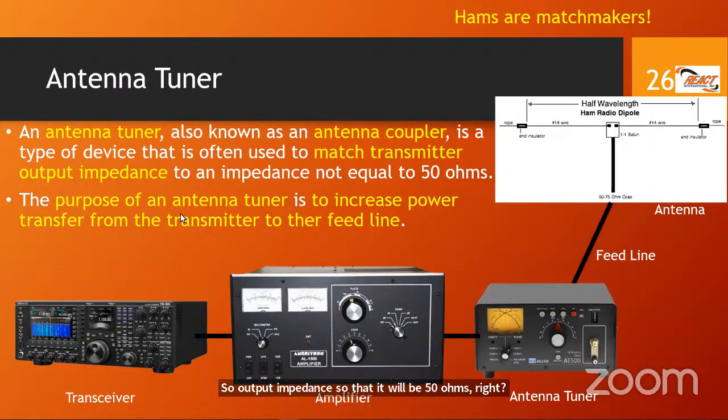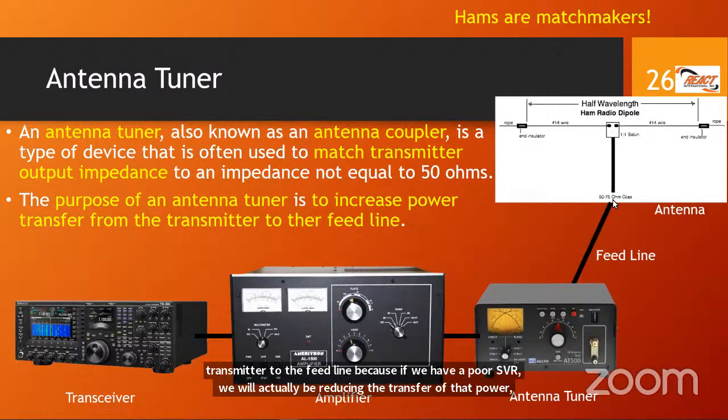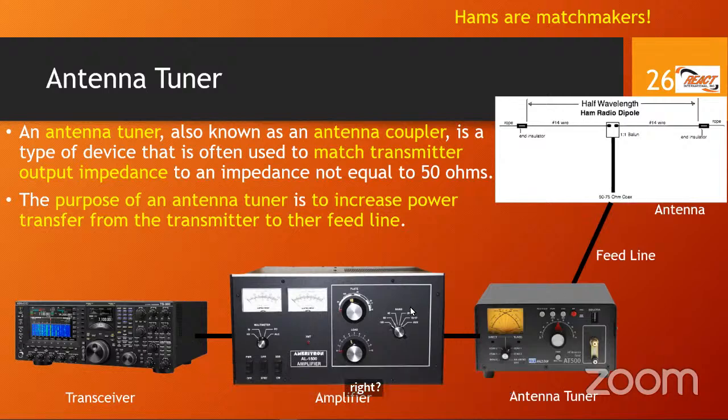And of course, an exam question now: the purpose of an antenna tuner is to increase power transfer from the transmitter to the feed line, because if we have a poor SWR, we will actually be reducing the transfer of that power. Remember we said, when it's a lossy line too and you have a high SWR, why are you wasting all of that power? So you'll use the antenna tuner that will also help you to have maximum transfer from your transmitter stages to your antenna. And this is an exam question, this second bullet point.